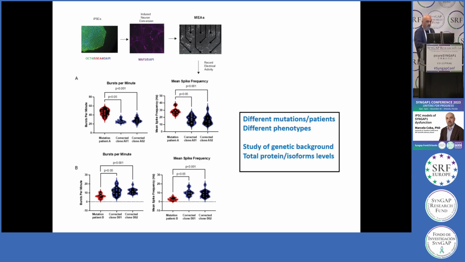And when we say that most of these models are haploinsufficient, we should measure what it really means. The model that I showed you is haploinsufficient by mass spectrometry, and they have 50% of the total protein levels.